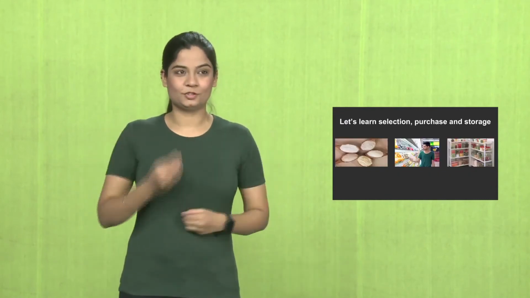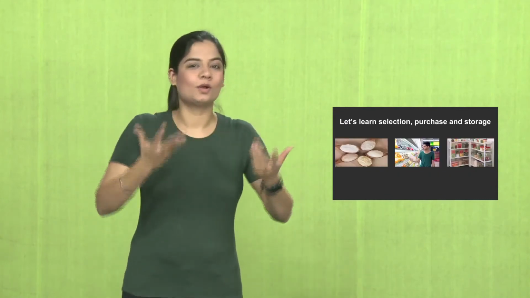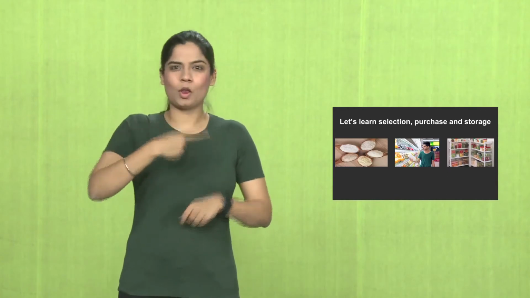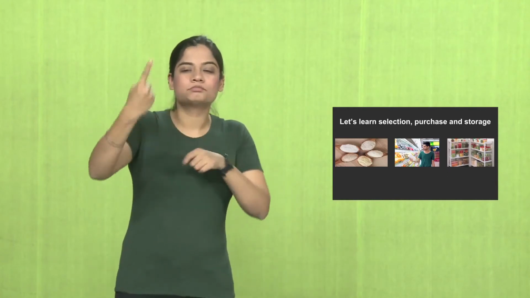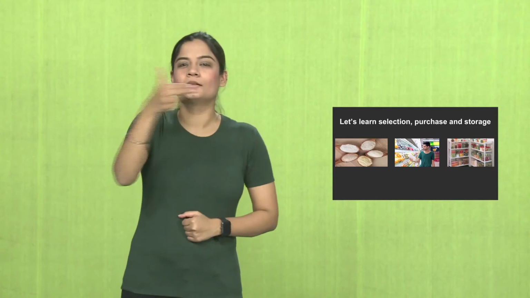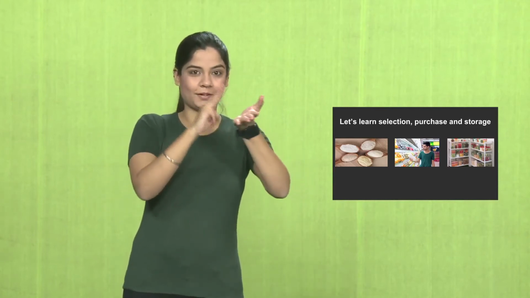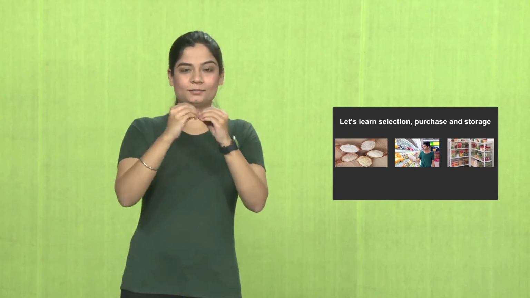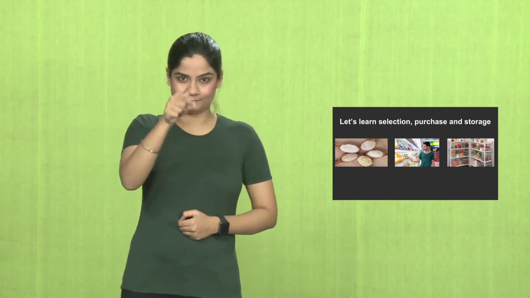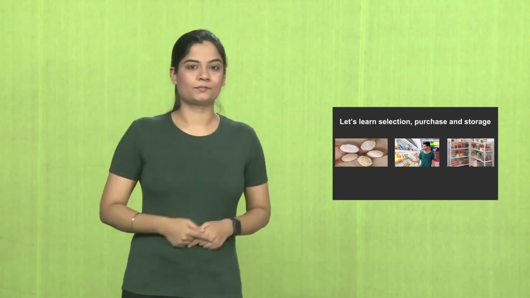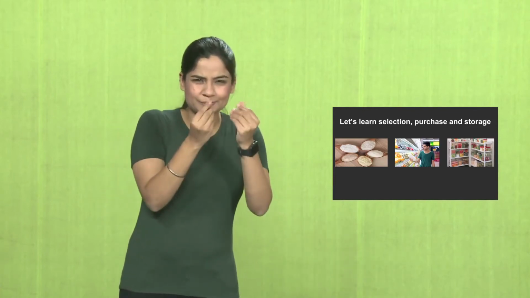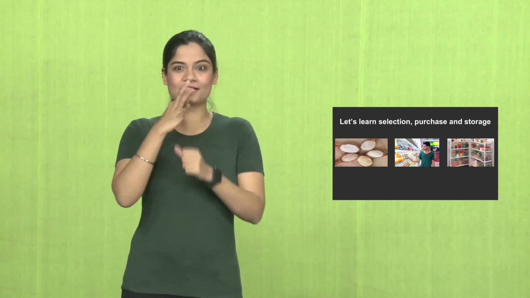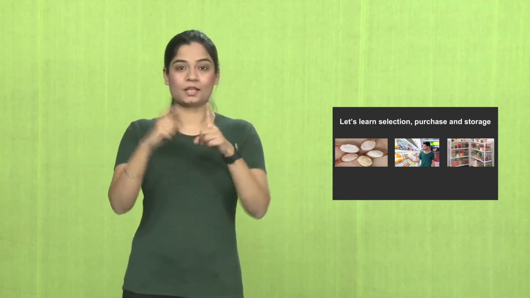Now let's discuss the selection, purchase and storage process for semi-perishable foods. The semi-perishable foods take some time in going bad. The foods that we will be discussing are suji, maida, dalia and spices.